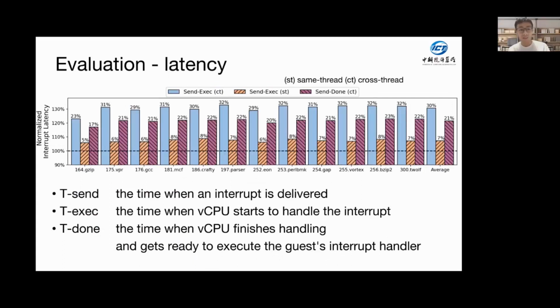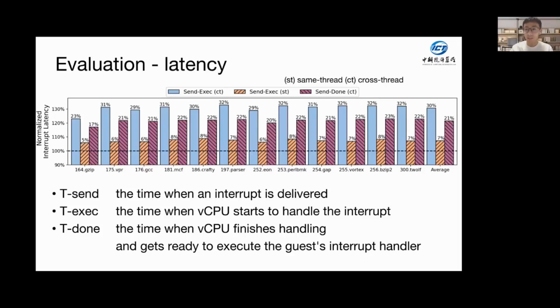Then we evaluate the interrupt latency. Our scheme introduces extra overhead on the interrupt delivery latency. We identify 3 time points to calculate the interrupt latency. T-send is the time when an interrupt is delivered. T-execute is the time when the vCPU starts to handle the interrupt.